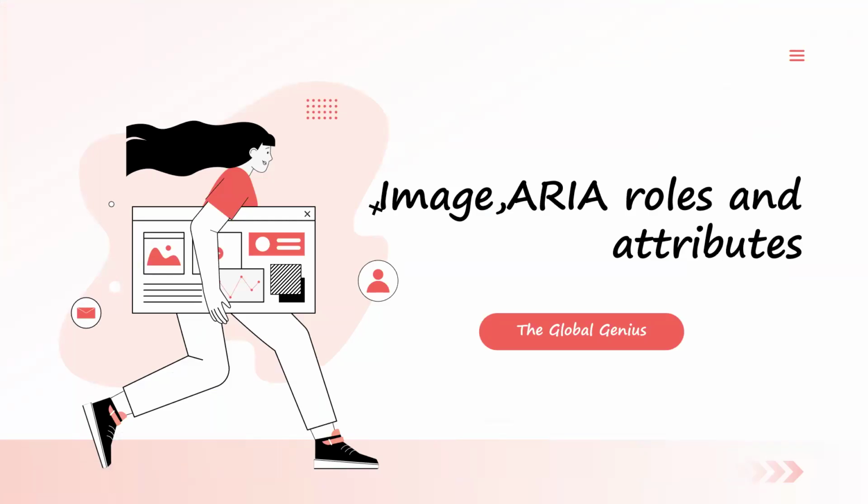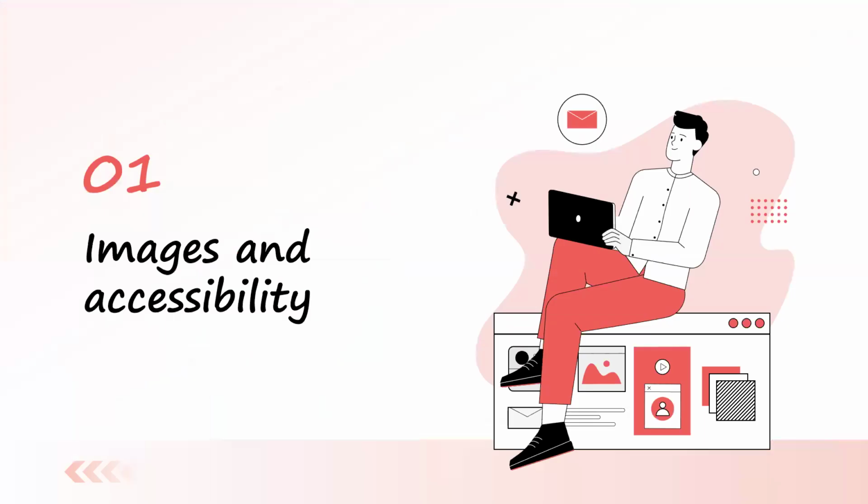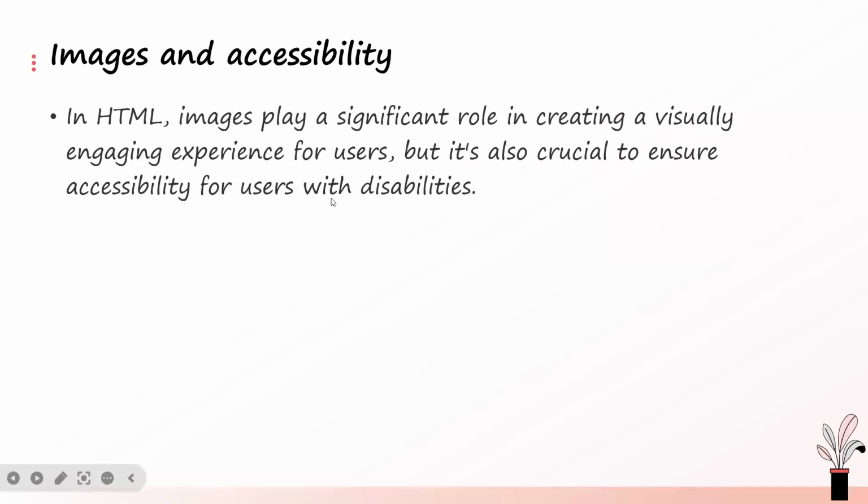Now in this session, let's talk about images, ARIA roles and attributes. We start with images and accessibility. In HTML, images play a significant role in creating a visually engaging experience for users, but it's also crucial to ensure accessibility for users with disabilities. Whenever you're working with images, in as much as they are for our visual experience, we also have to include, remember inclusivity, people who are disabled.